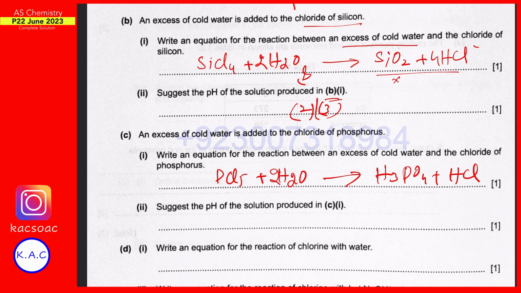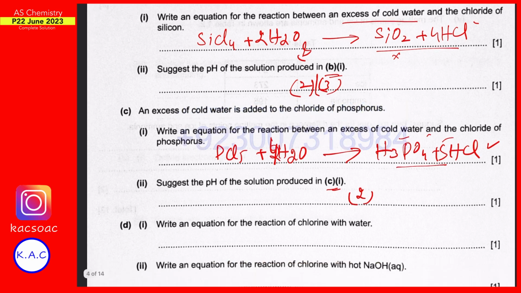For the sake of balancing, I'm going to put 2 over here, and for HCl I'm going to put 5 over here. In case of PCl5, 5 should be there, and 4 over here, just for the sake of balancing the equation. Hydrogen is balanced, chlorine, everything is balanced now. Suggest the pH of the solution produced in this reaction C1. Both are acids, so pH is 1 or 2.